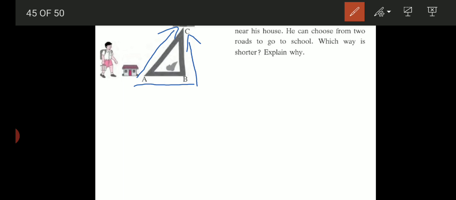Did you see the 2 roads? This is one road here, and this is the second road. Now out of the 2 roads, they have asked you to solve and show which one is the shorter road, which will help Avinash to go to school quickly. So can you think of how to solve it?